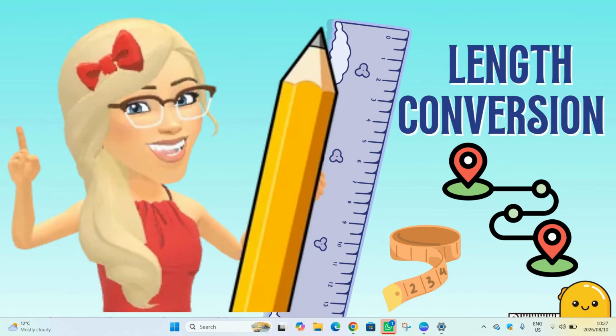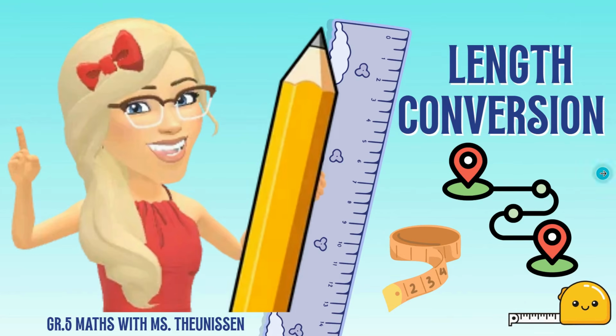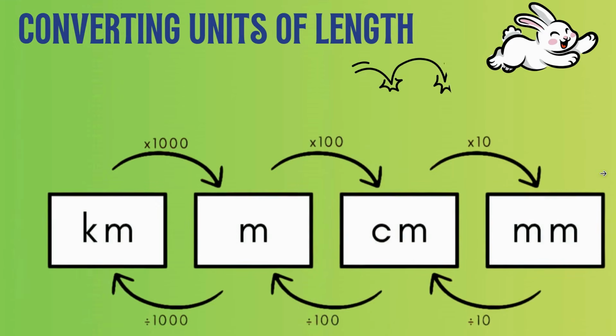Let's have a look at conversion. Converting units of length, you can think of a rabbit that is jumping from one unit to the next. At the moment, you know that there is 1,000 meters in 1 kilometer, so you times kilometers with 1,000 to get to meters, or divide meters with 1,000 to get to kilometers. But let's have a look at where that 1,000 comes from.